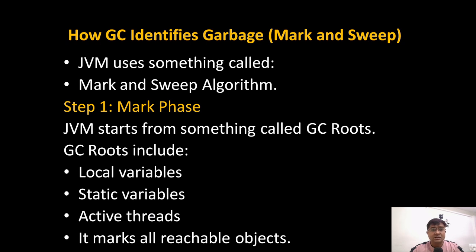The JVM identifies the garbage on the basis of mark and sweep. So the JVM uses an algorithm called the mark and sweep algorithm. So step 1 is the mark phase. The JVM starts from something called GC roots. GC roots include local variables, static variables, and active threads. It marks all of them as reachable objects, right?